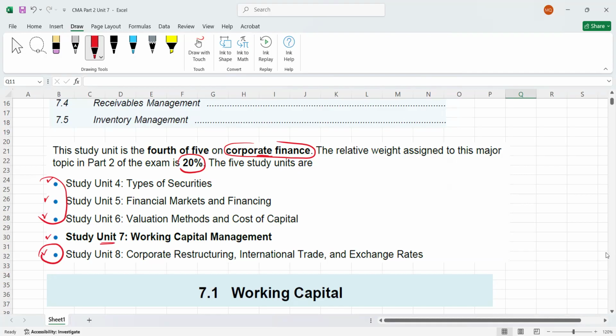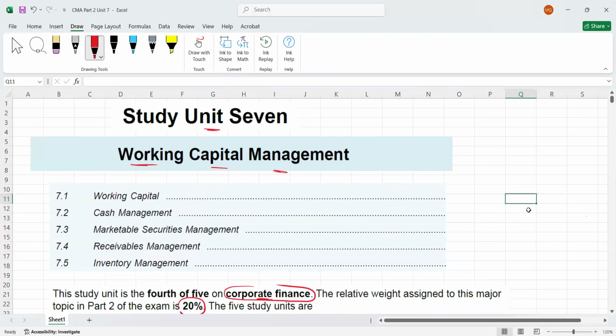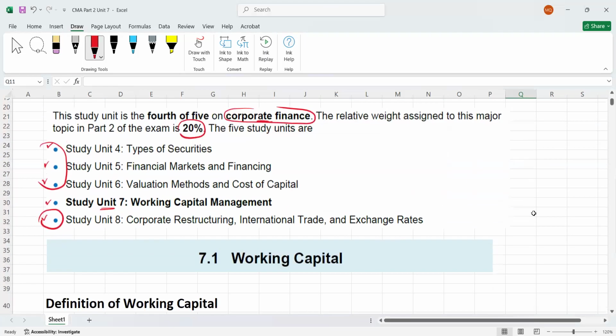So here we go in working capital management. We have these topics. First, we will understand today what working capital is and what working capital funding or financing policies are. Then we'll talk about cash management. This is what we will discuss today. Then we have other topics in unit 7: marketable securities management, receivables management, and inventory management. Starting with what working capital is.